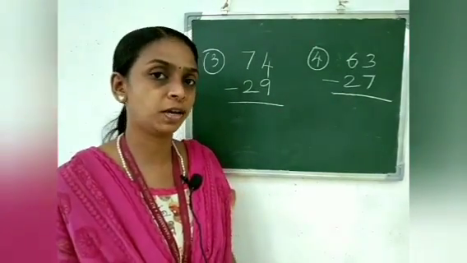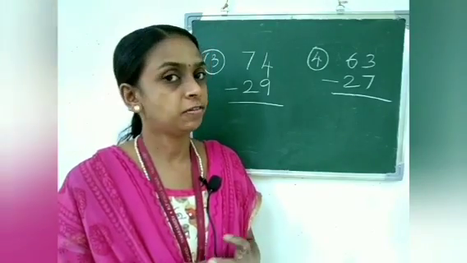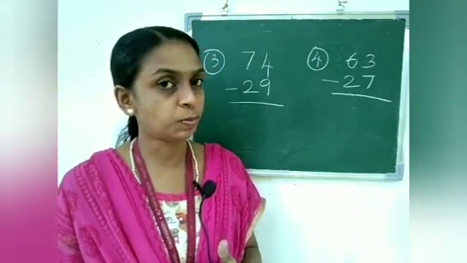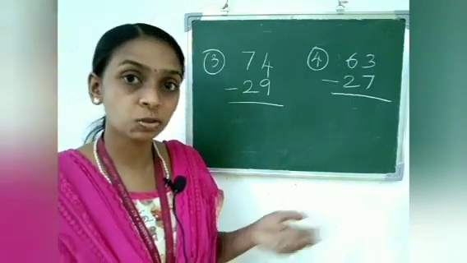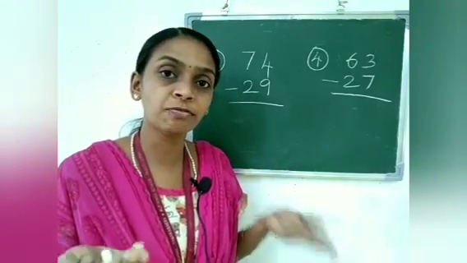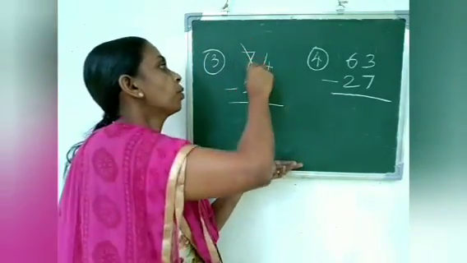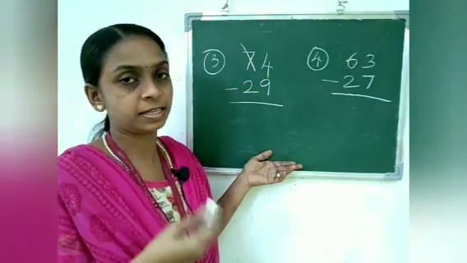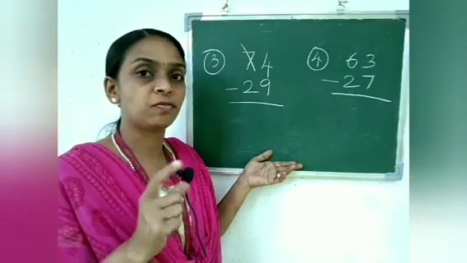74 minus 29. So which place will we start subtraction from? We will start subtraction from the ones place. So 4 minus 9, is it possible to subtract 9 from 4? No. So what will we do? We have to borrow 1 from 7, that is the tens place number.